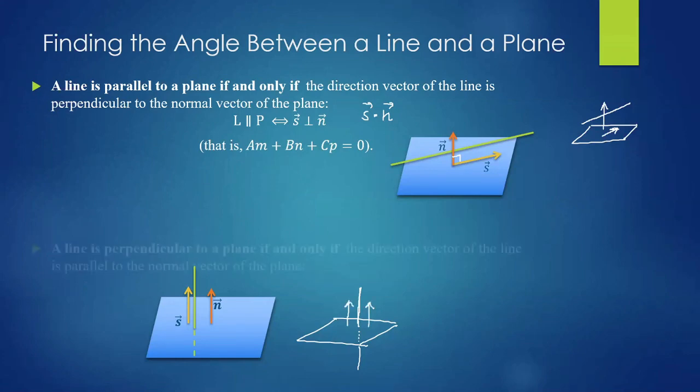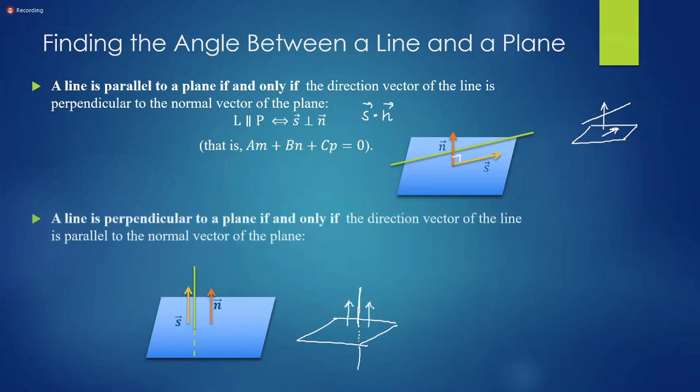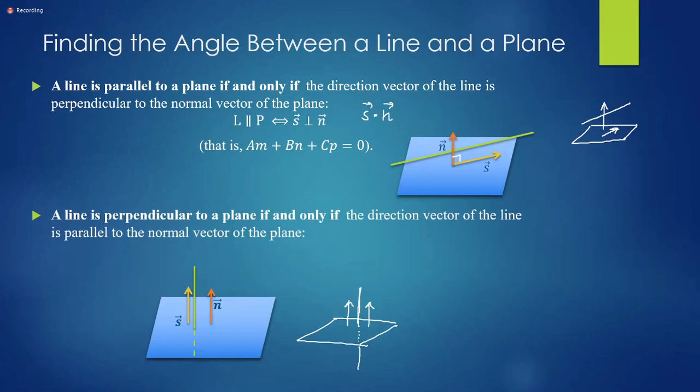So perpendicularity, a line is perpendicular if the vectors are parallel. See how strange this is. Between two lines, everything is easy and simple. Between two planes, everything is easy and simple. As soon as we get a line and a plane, everything gets turned upside down.